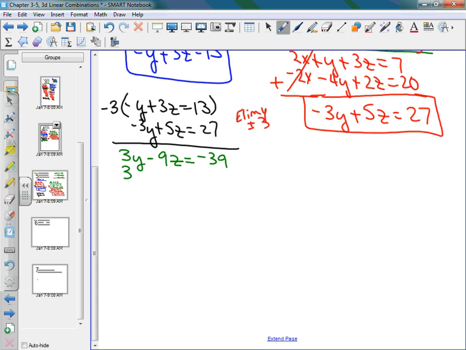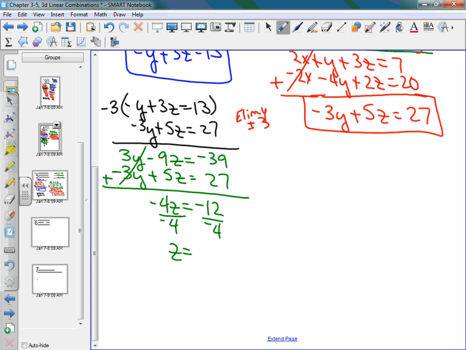I drop down my second equation. And what should I do? Just add it straight down. The y's cancel out. Negative 4z is equal to, what's negative 39 plus 27? Negative 12, right? Does everybody see that? Now what do I do? Divide. Z is equal to 3.